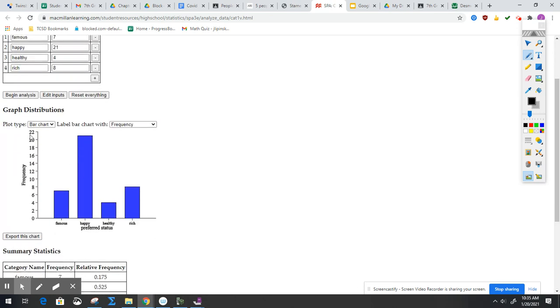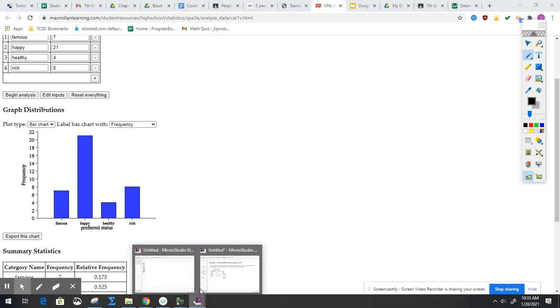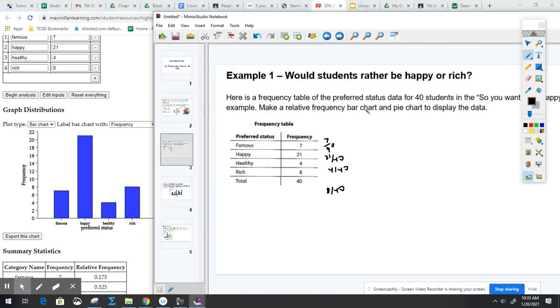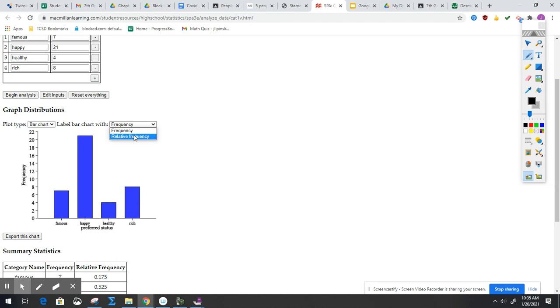And again, here would be my bar chart. Right now, this is frequency. If you look at the y-axis, we wanted relative frequency, is what it was asking, correct? So here's a frequency table. We want to make a relative frequency bar chart. To change this, we just click on this little button here, relative frequency, and you can see that it has changed from the count to the actual percentage. Now notice the bars didn't change at all.